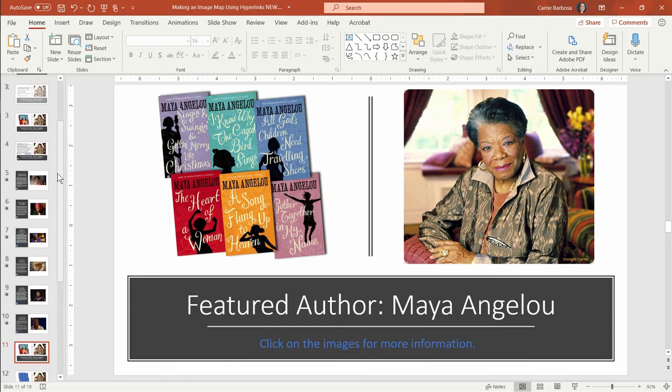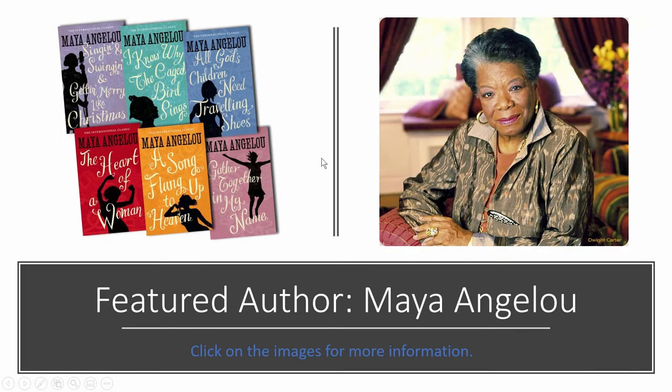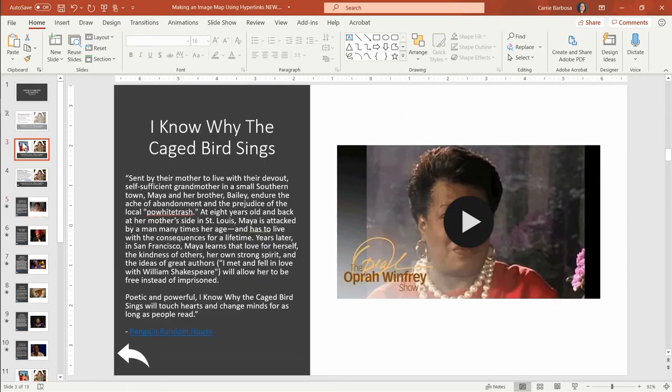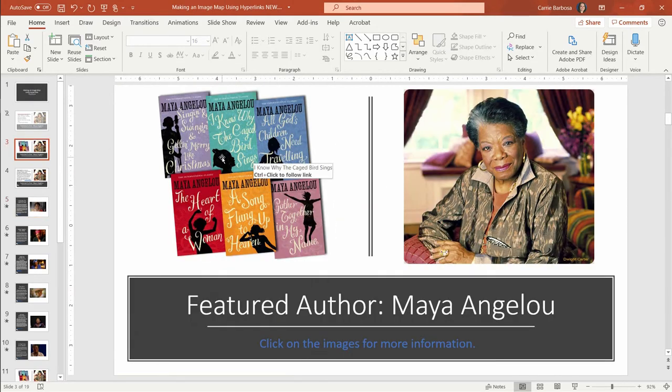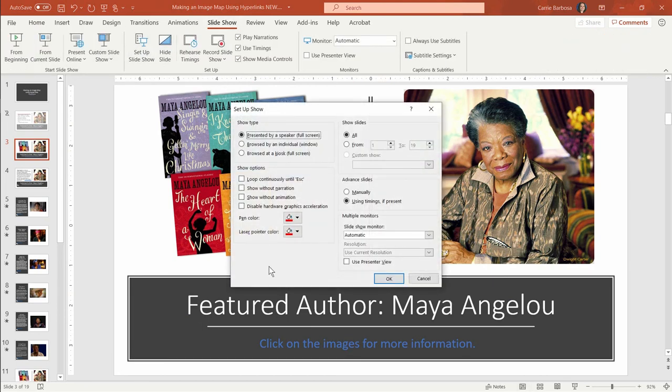Let me go ahead and show you kiosk mode. I wanted to do this one that I've fully fleshed out. As I said, when you go into slideshow mode, normally you can click anywhere and it goes to the next slide. I wouldn't want my customer to have to figure that out or accidentally get out of the slideshow. So I'm going to go to the slideshow tab and go to setup slideshow, and this will give you some options. Presented by a speaker, full screen, is typically how you have that set up. I wanted browse from a kiosk.